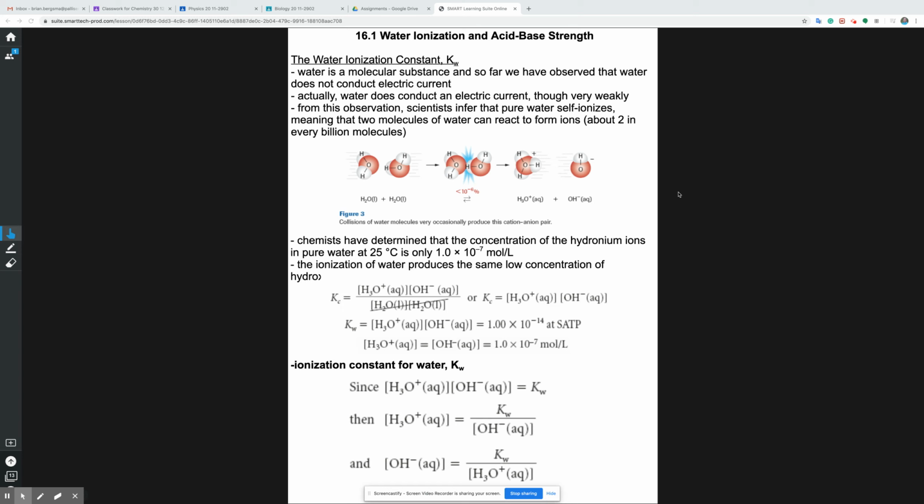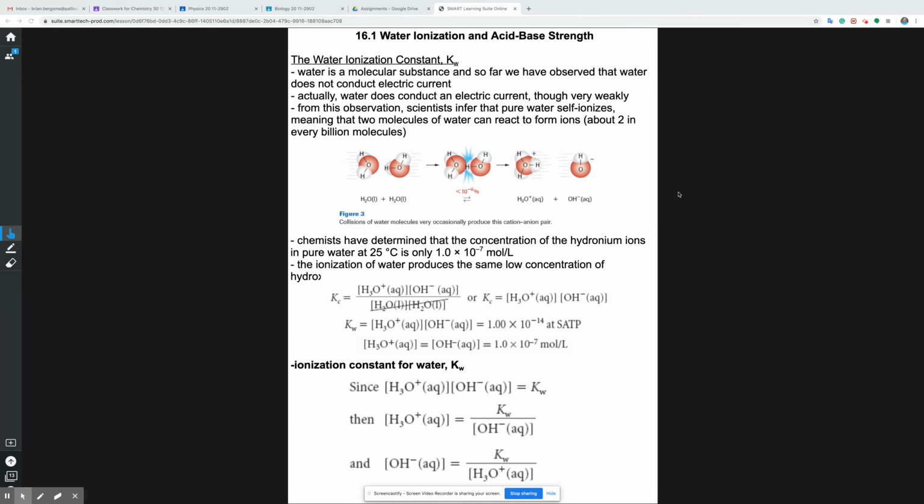Okay, we're continuing the notes on equilibrium and acid-base focus, like chapter 16. So now we're looking at the water ionization and acid-base strength. So water ionization constant, Kw, okay, and so just equilibrium constant, but for water.